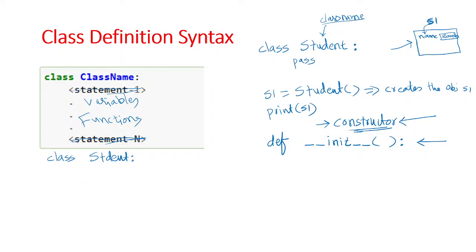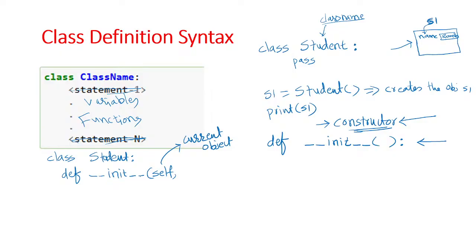Then I define a constructor: def __init__. One more important thing is that this constructor should have the first parameter called self. This self parameter indicates the current object. It references the current object which invoked this init method.